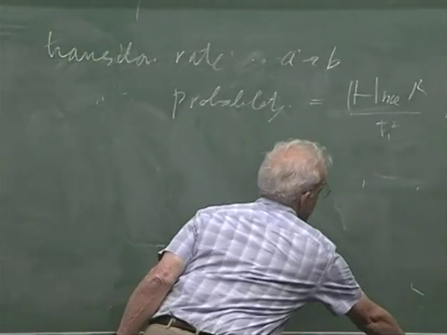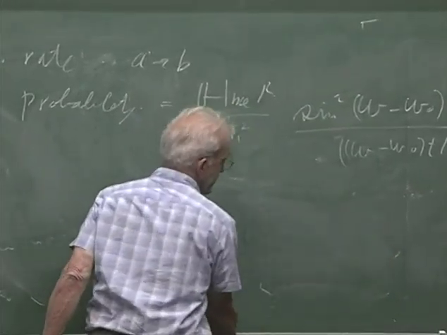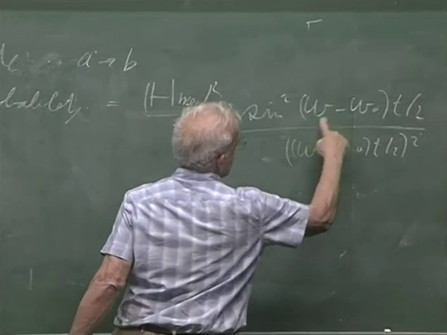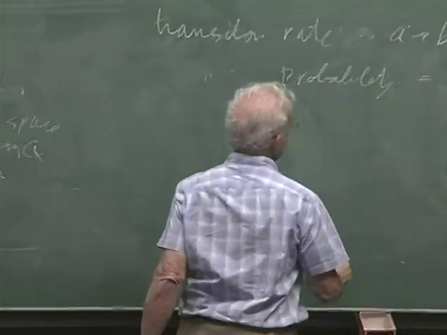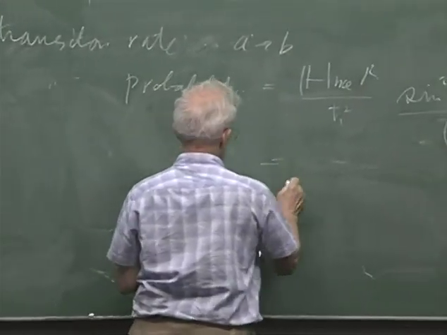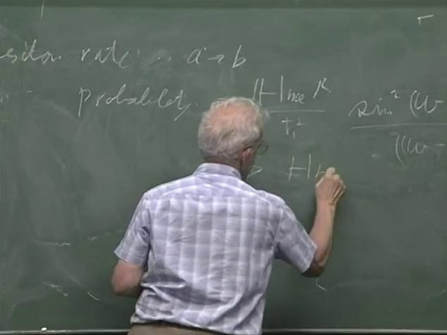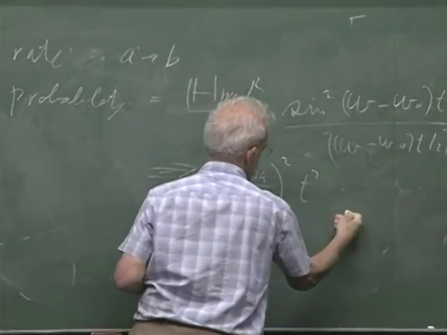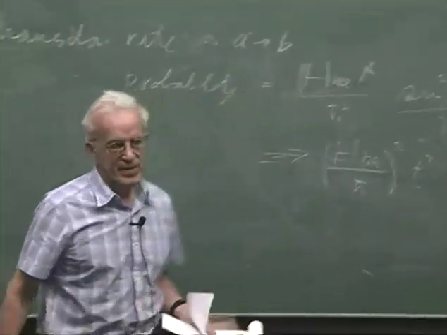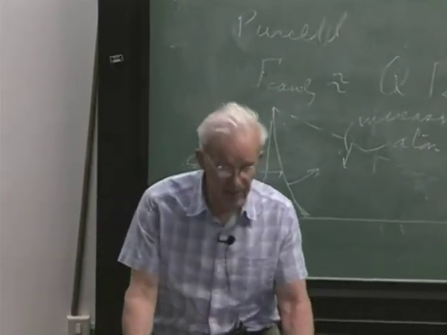Now, if we look at very short times, so that this is a small number over here, then this is simply going to go, as it approaches, as |H_BA|² over ħ² times T². So the transition probability starts going quadratically in time.